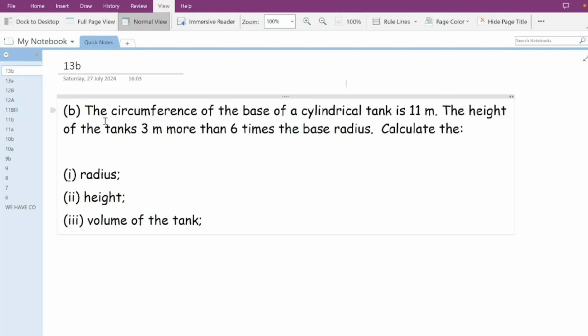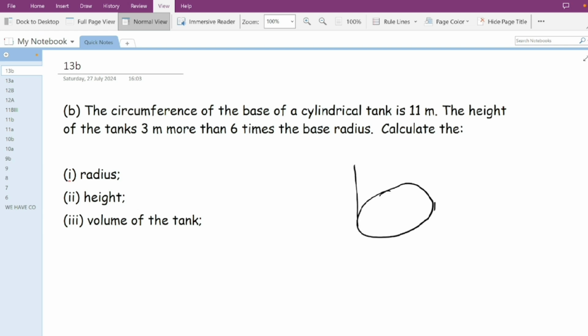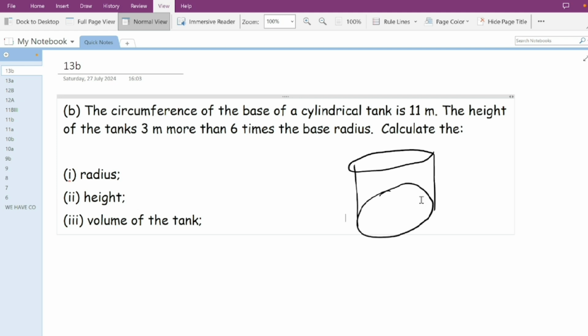Question 13b, which is the last question. The circumference of the base of a cylindrical tank. You know, the base is circular. This is a cylindrical tank, and this is how we have the base. So the circumference of the base, this circle here, is 11 meters. The height of the tank is 3 meters more than 6 times the base radius.